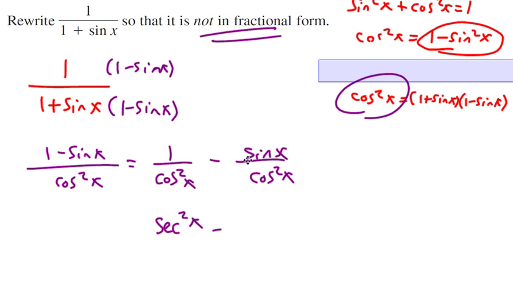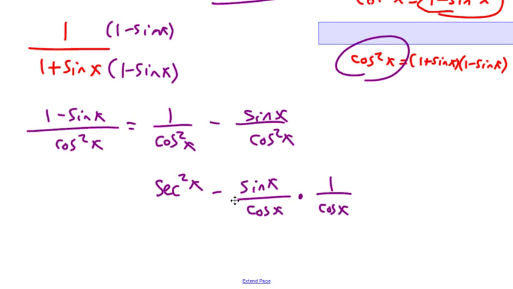I can rewrite this as sine of x over cosine of x times 1 over cosine of x. Isn't this expression the same as sine of x over cosine squared of x? Because if I multiply the two together, I still have this. So now, continuing here, I can rewrite sine over cosine. We have secant squared of x; sine over cosine is tangent, and 1 over cosine is secant.